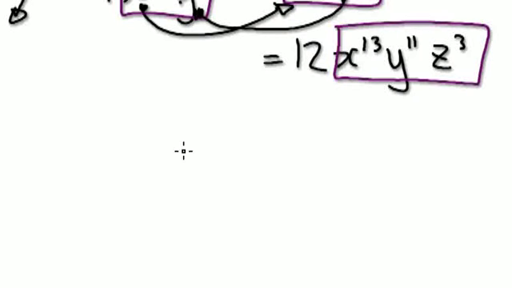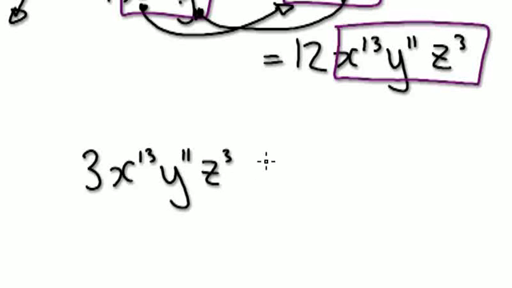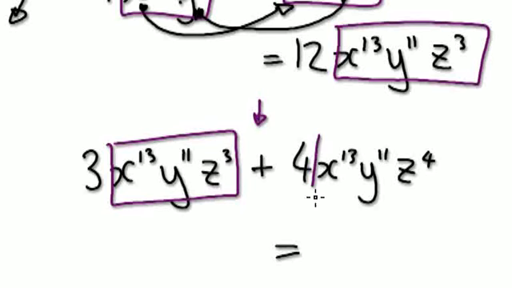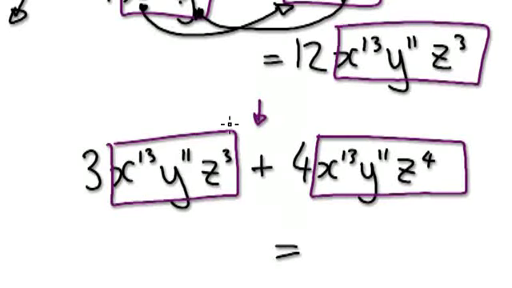Okay, so if I were to ask you what's 3x to the power of 13 y to the power of 11 z to the power of 3 plus 4x to the power of 13 y to the power of 11 z to the power of 4? What is that? Well, the first thing you should be looking at is a plus. So you've got to check that this is the same type as this. Well, it's not, because if you look at this, there's a 4 here.